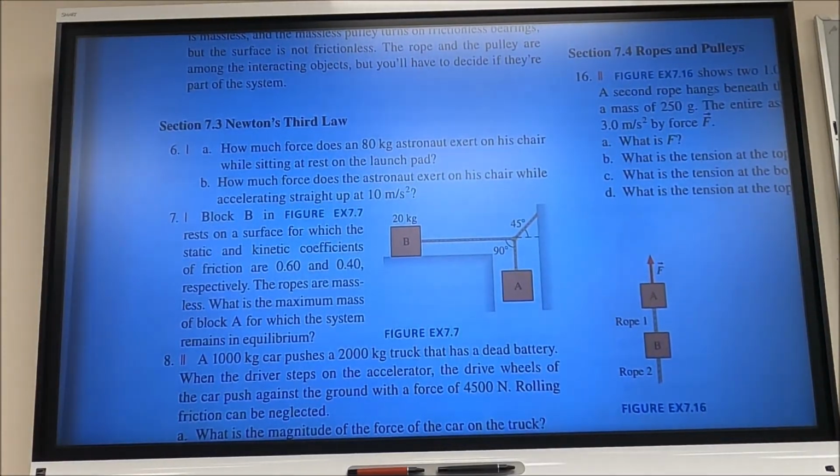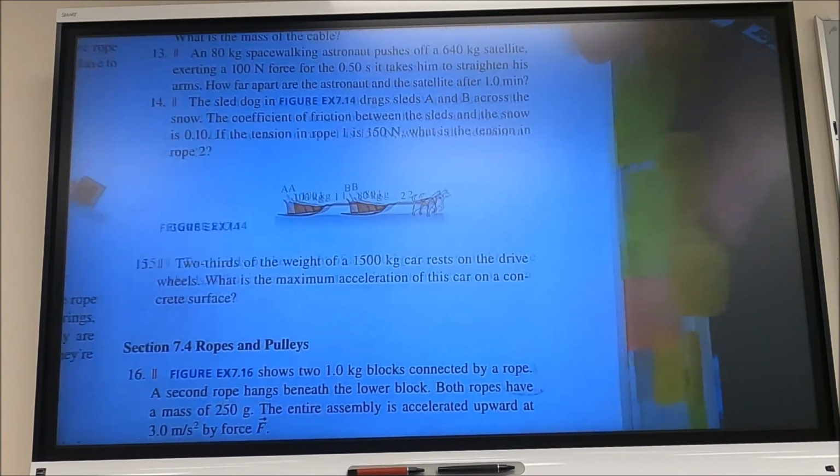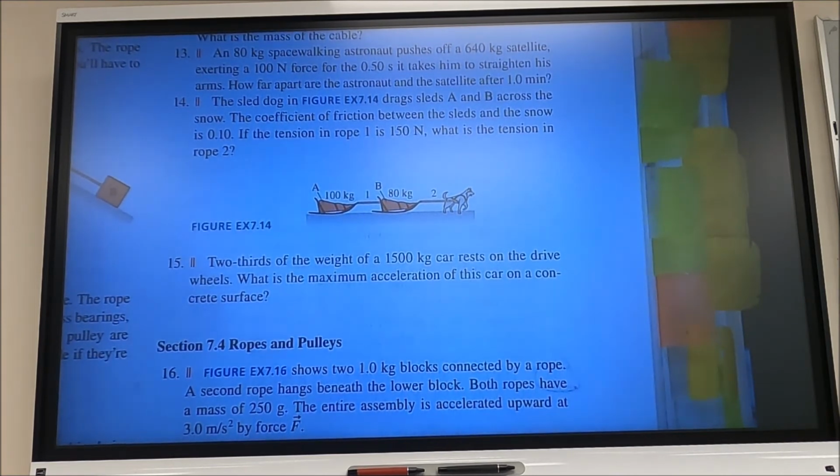Okay, let's look at problem 14. This is one of my favorites. It says, the sled dog drags sled A and B across the snow. The coefficient of friction between the sleds and the snow is 0.10. It's kinetic. He's dragging them. If the tension in rope 1 is 150 newtons, what is the tension in rope 2? The rope connected to the dog.